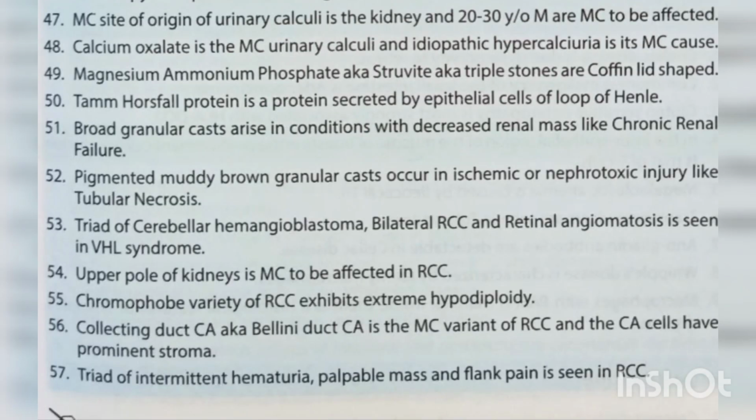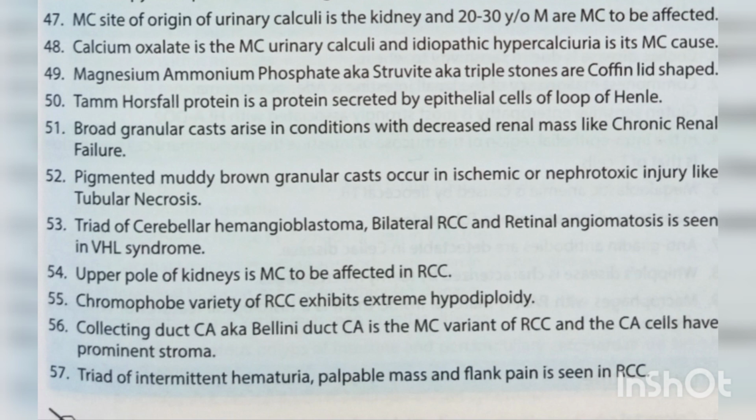Most common site of origin of urinary calculi is the kidney, and males 20 to 30 years of age are most commonly affected. Calcium oxalate is the most common urinary calculi and idiopathic hypercalciuria is its most common cause. Magnesium ammonium phosphate, also known as struvite or triple stones, are coffin lid shaped.